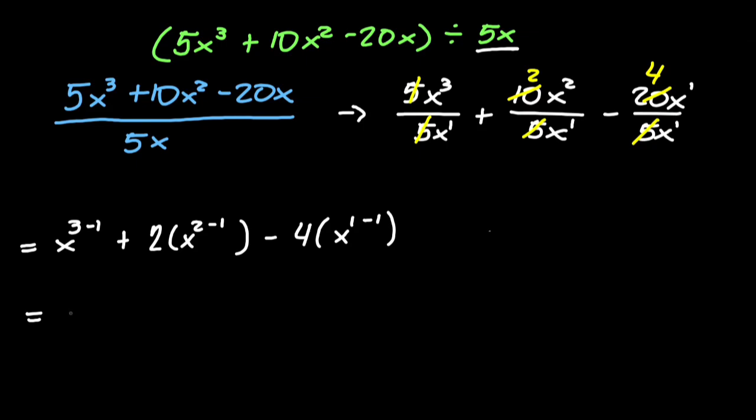So the final answer would be x squared plus 2x minus 4 because 1 minus 1 is 0 and x raised to the power of 0 is 1. Keep in mind, anything raised to the power of 0 is 1. So this will be the final answer.